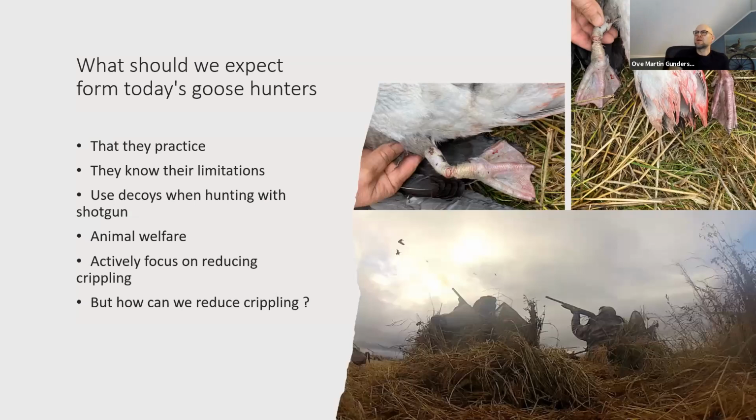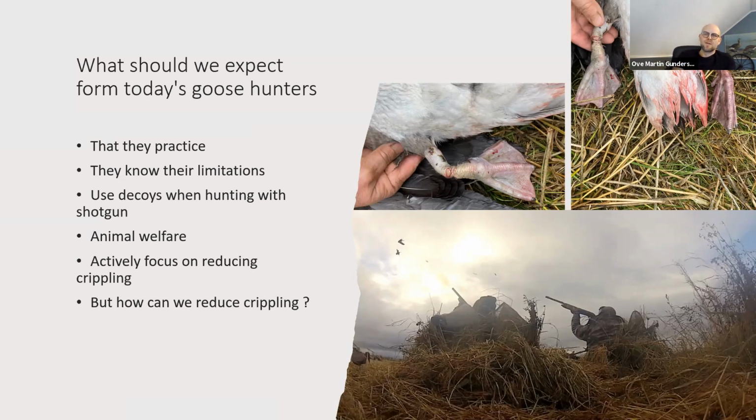So what should we expect from today's goose hunters? We should accept that they practice, but do they? That they know their limitations, that they use decoys when hunting with a shotgun. As Jesper talked about earlier, shooting them when they're flying by from the roost sites will increase the crippling rate pretty much. I'm quite sure of that.